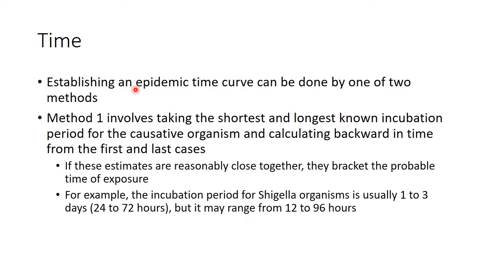Now, we can establish these time curves by basically one of two methods. Method one is going to try to take the shortest and the longest known incubation period for a causative organism and try to calculate backwards in time from the first and the last cases. Essentially, if the estimates are reasonably close together, then they can basically bracket the probable time of exposure. For example, the incubation period of Shigella is usually about 1 to 3 days, 24 to 72 hours, but it can range anywhere from 12 to 96 hours.